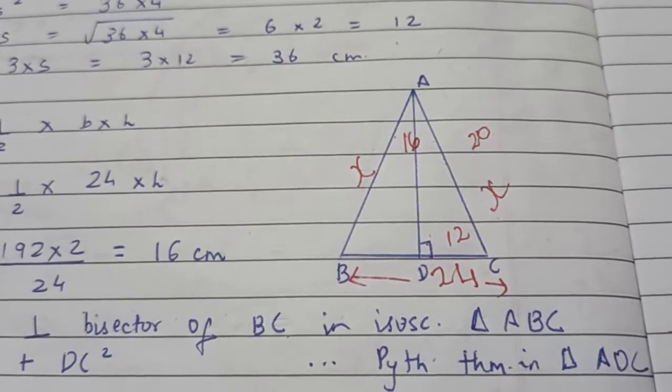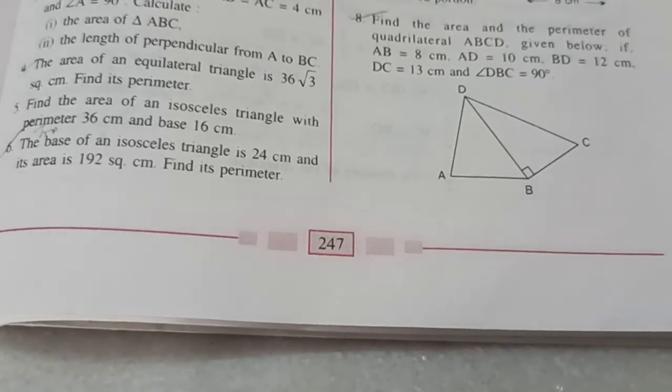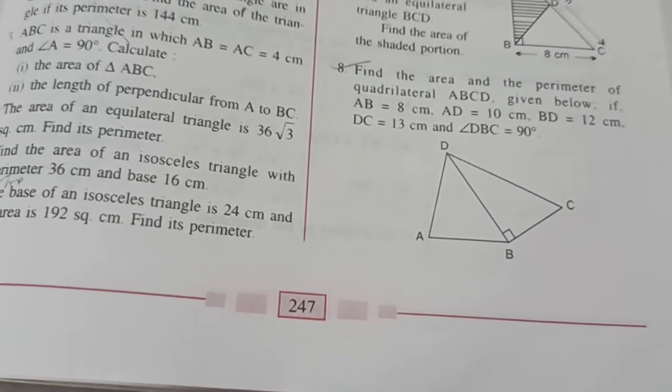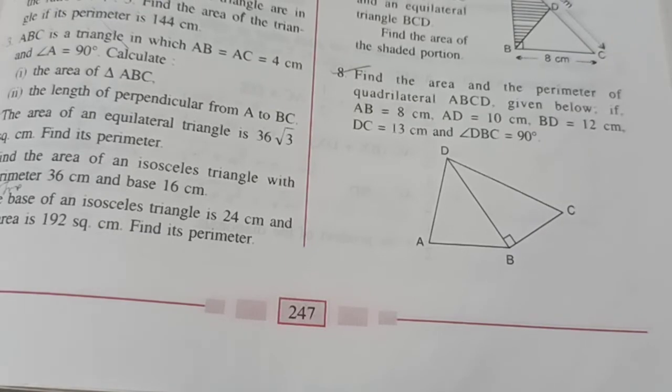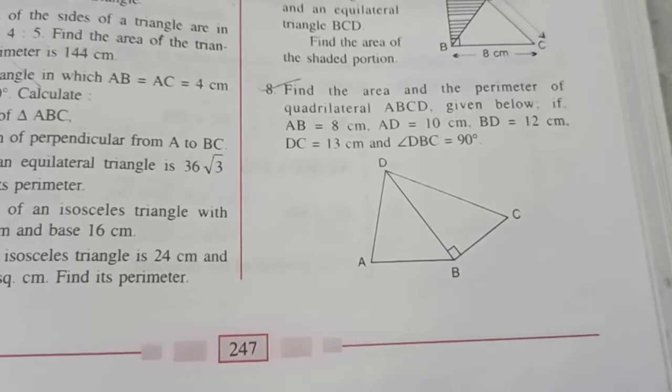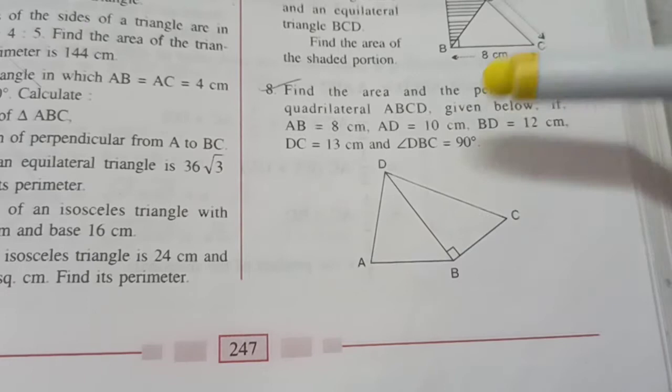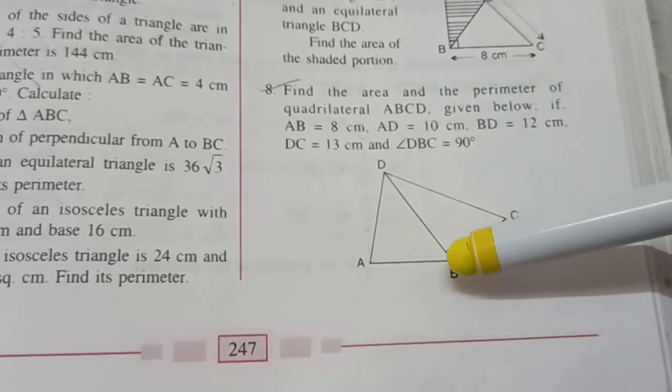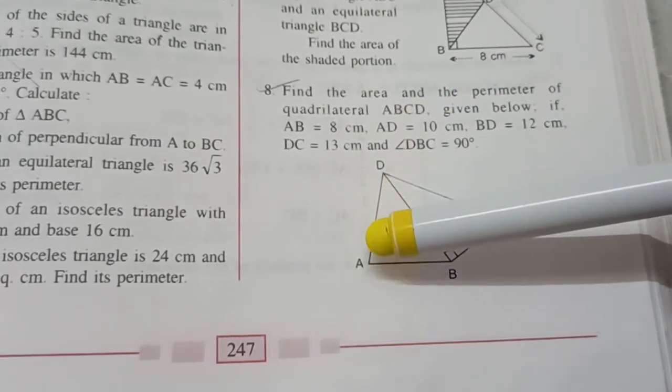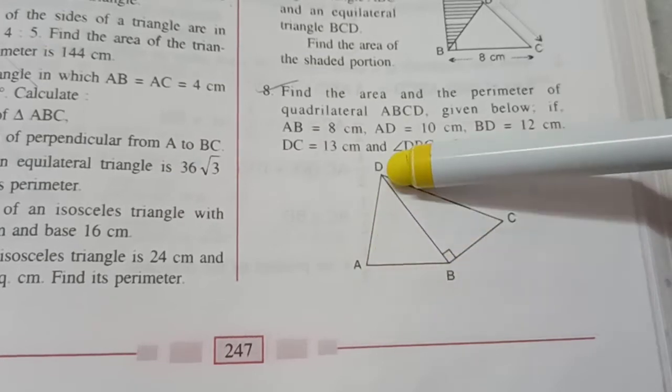Next, the eighth sum. In every sum, you must draw the diagram. Freehand diagram is okay with pen, but you have to draw a diagram in geometry for every sum, whether the diagram is given in the question or not. Here they've asked us to find the area as well as the perimeter of the entire quadrilateral. So here AB is given, AD is given, and BD is given. That means we can find the area of triangle ABD by Heron's formula.